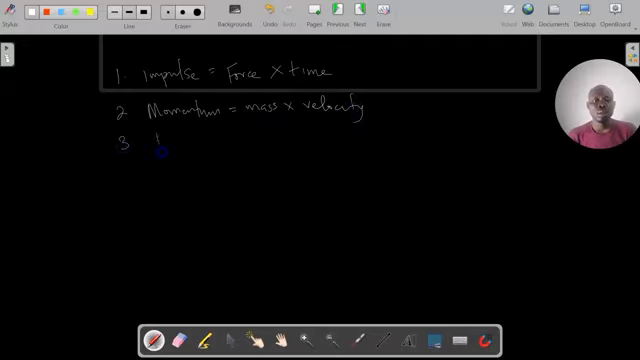Then let me also give you power. Power is work divided by time. So, as an exercise, you can go ahead and also derive the dimensions of those three and some other quantities you can think of. Okay, so now I move to measurements.